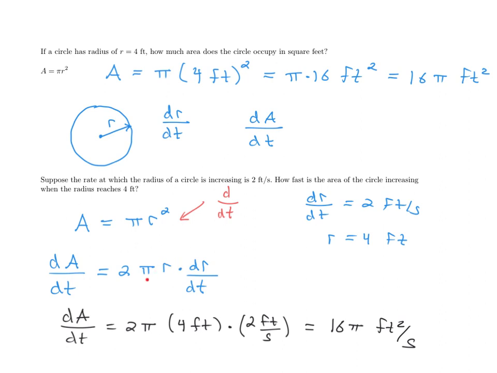So at this exact moment, if you know how the radius is changing and you choose a particular radius, you can actually figure out how fast the area is changing at that moment. And it so happens that it's also 16 pi. The important difference here is this thing is the amount of space that it occupies, but this is how fast the area is actually changing at that exact moment.